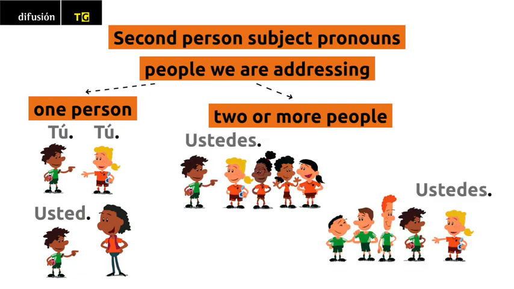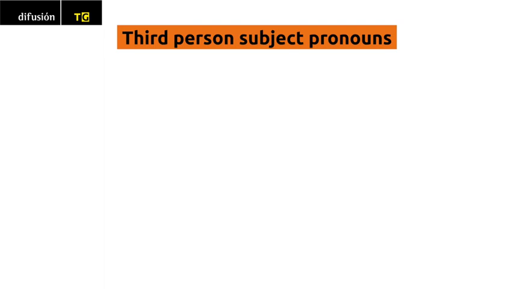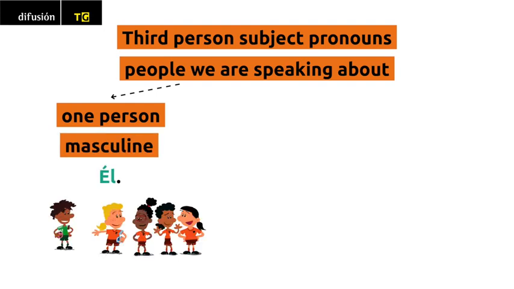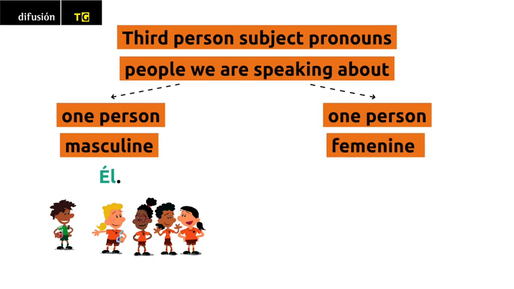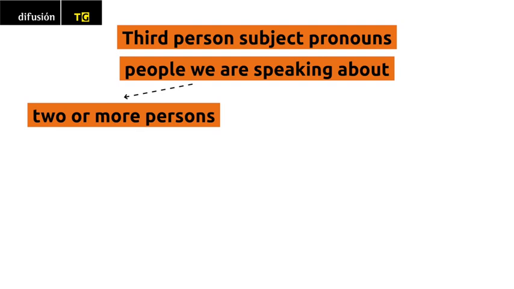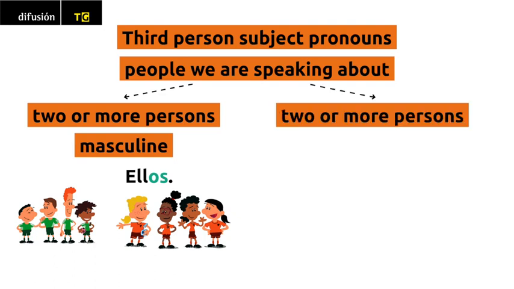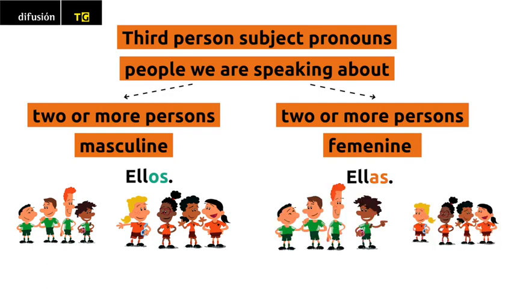Ustedes. Ustedes. Finally, third-person subject pronouns correspond to the people or things doing something in a sentence we are speaking about. When we are talking about someone whose gender is masculine, we use Él. If we are speaking about someone whose gender is feminine, we use Ella. And when we refer to two or more persons of masculine gender, we use Ellos. If we are speaking about two or more persons of feminine gender, we use Ellas.